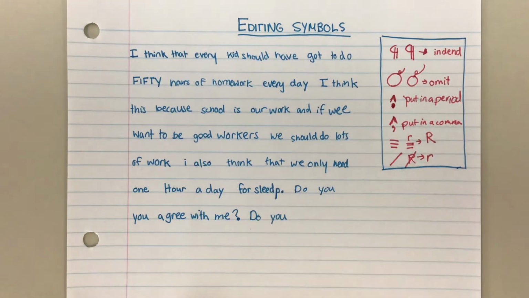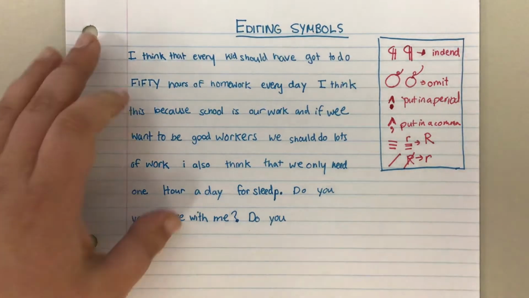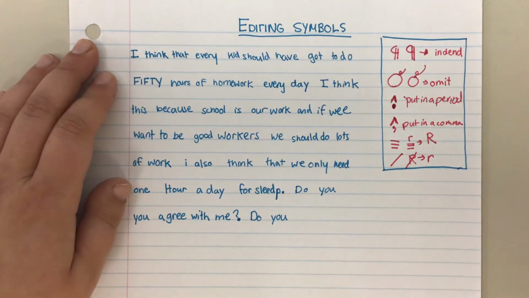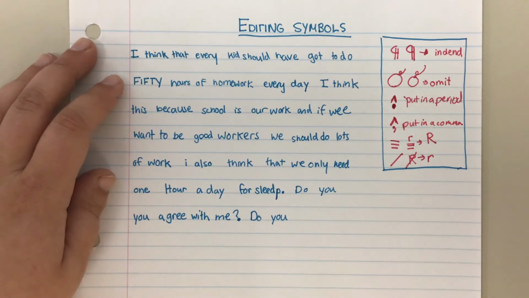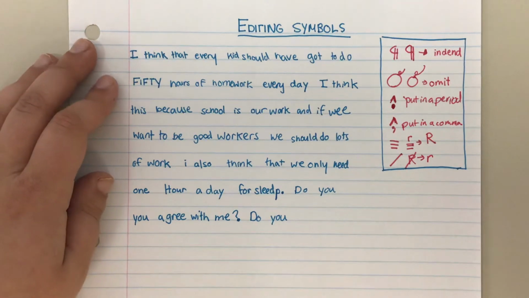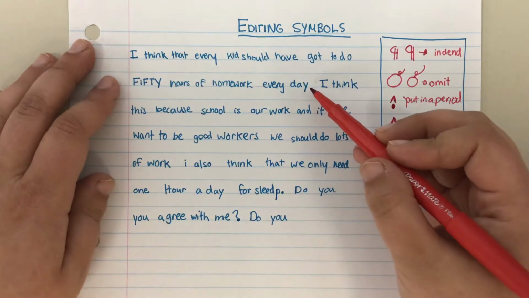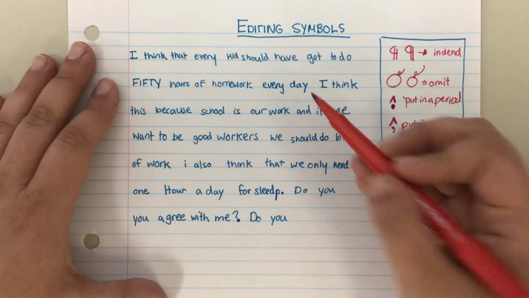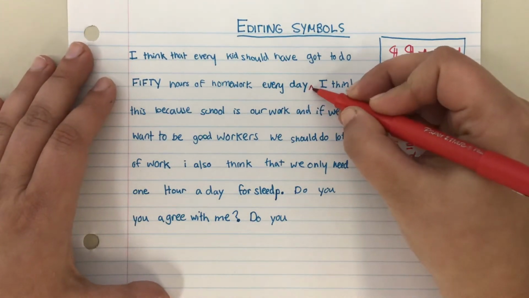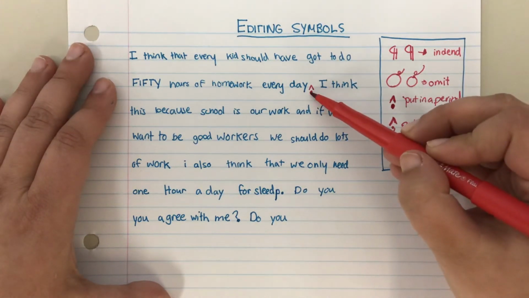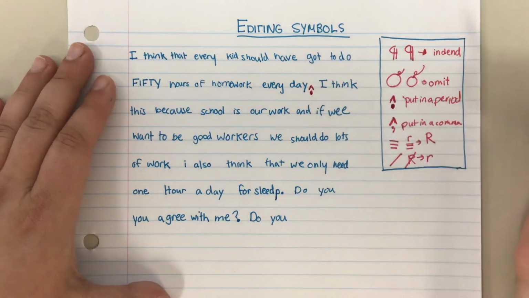Let's see if we can use them on our paper. So I'm going to start with the first line. I think that every kid should have got to do 50 hours of homework every day. And that's where I'd say this sentence should end. So if I need a sentence to end there, I'm going to do a little arrow. I'm going to put a period under words because everything at the end of a sentence should have a period.